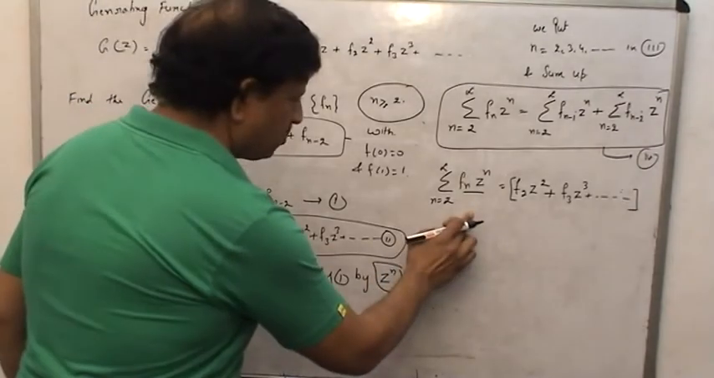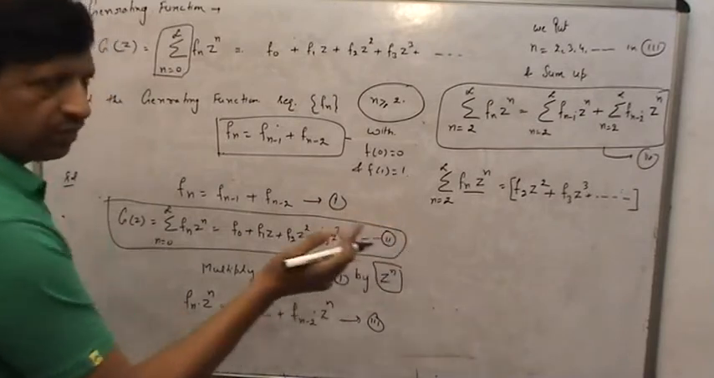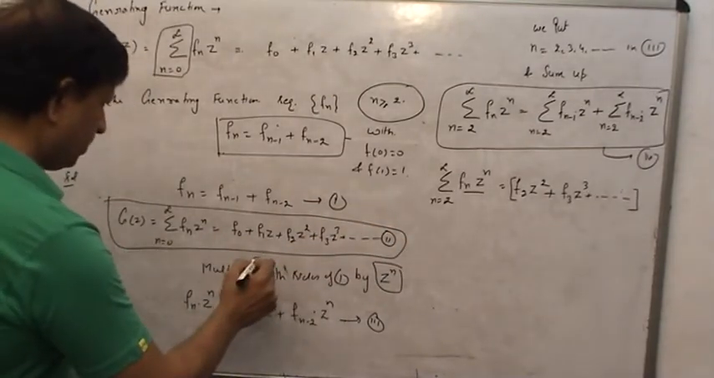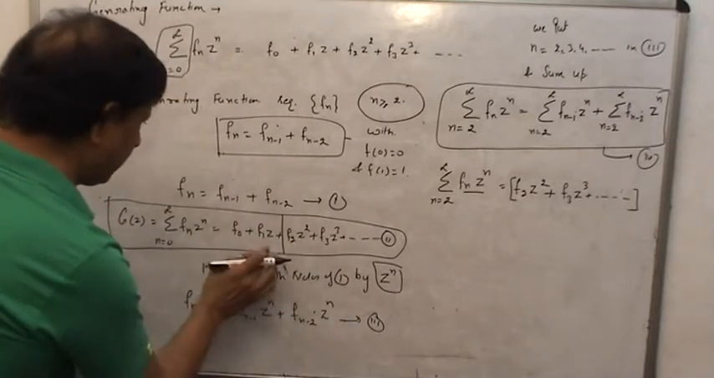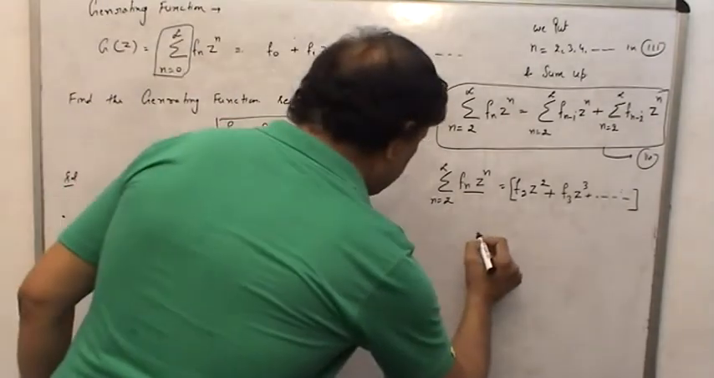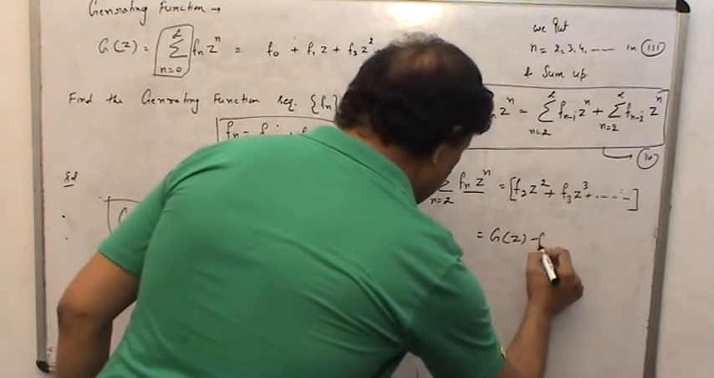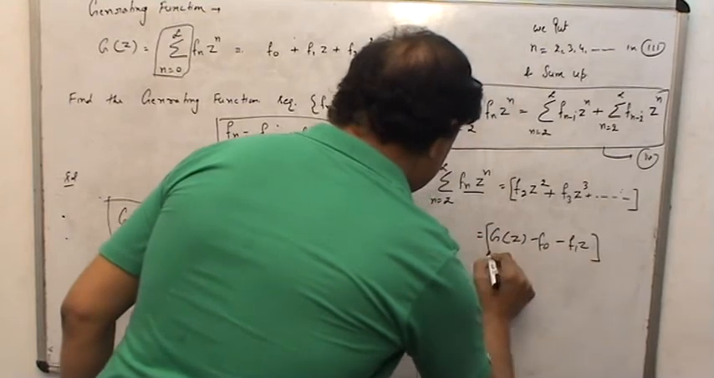But this expansion shows f2 z square. If we reverse the values, it means from 2. We keep these values on the right hand side and we transfer these both values to the left hand side. We get that it is equal to gz minus f0 minus f1z.